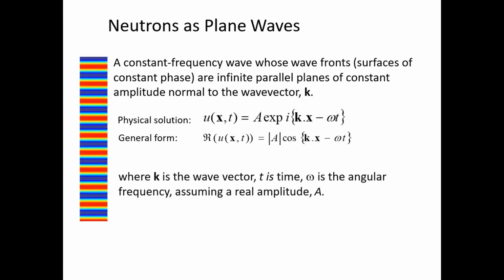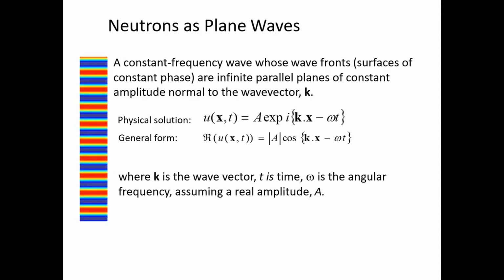The k is the wave vector, t is time, omega is the angular frequency, and we are assuming a real amplitude a. Then it is the case that neutrons really do have plane waves, because they have shown diffraction.